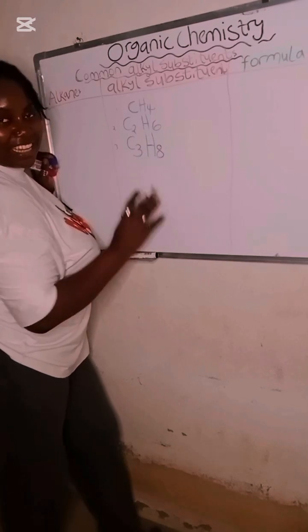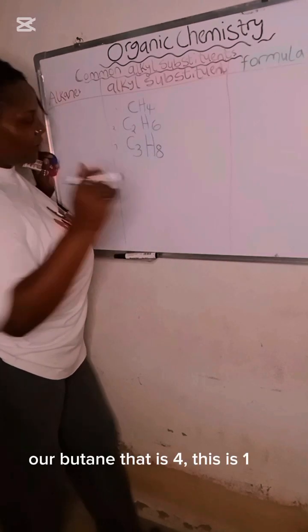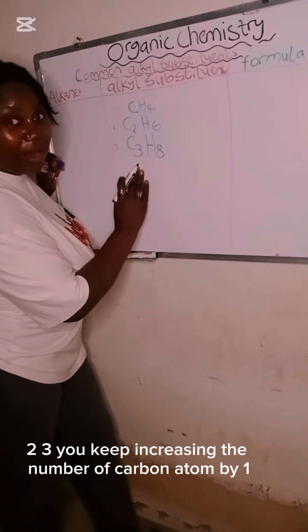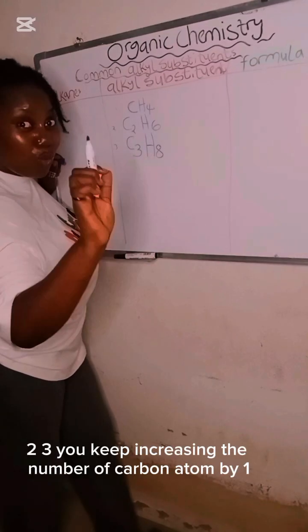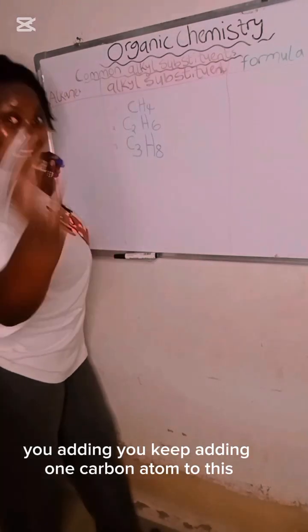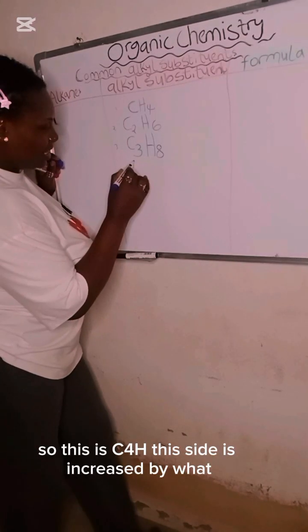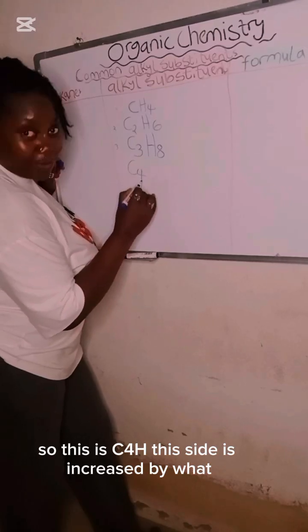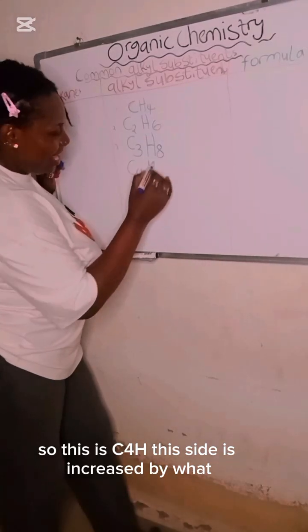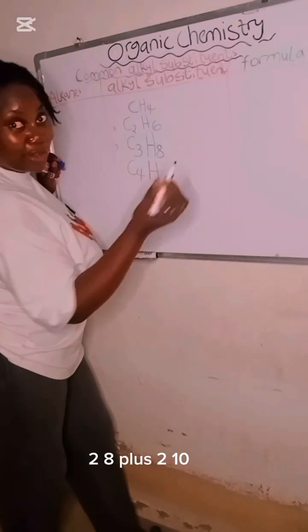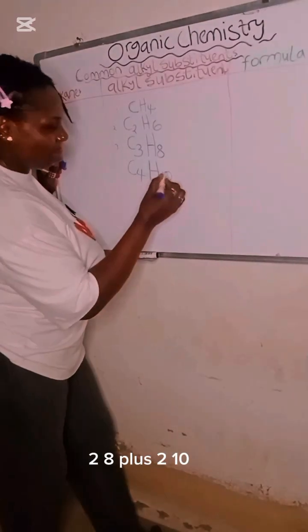Propane. Our butane, that is 4. This is 1, 2, 3. You keep increasing the number of carbon atoms by 1. You keep adding 1 carbon atom to this. So this is C4. H, this side is increased by what? 2. 8 plus 2, 10.